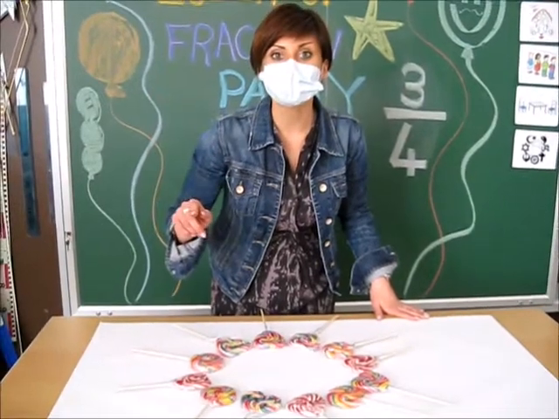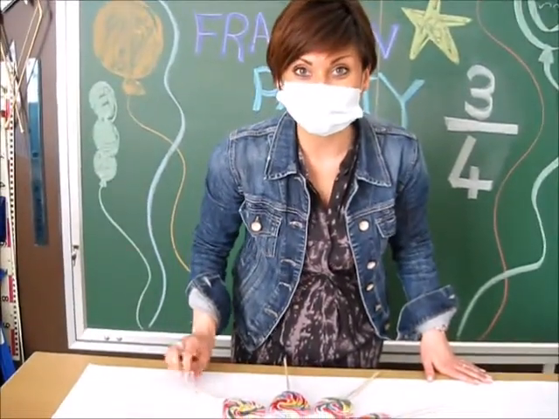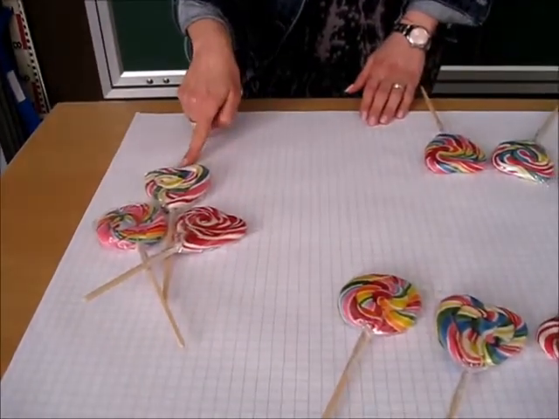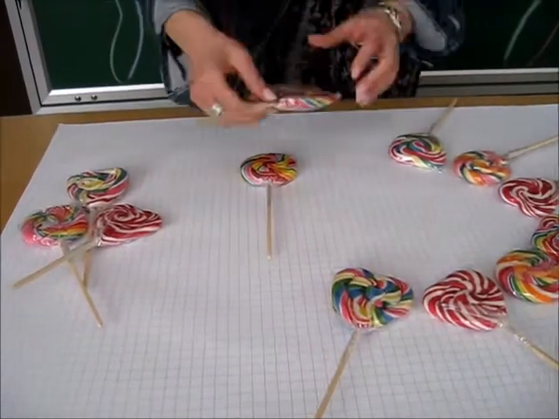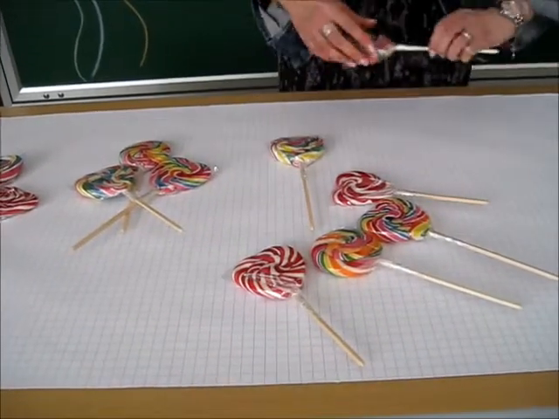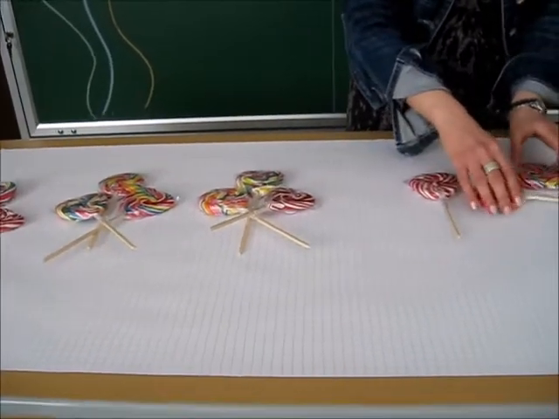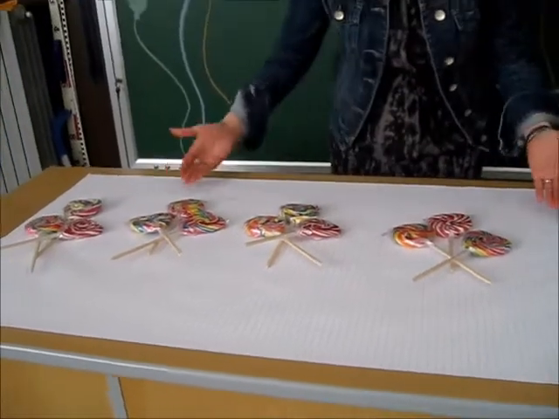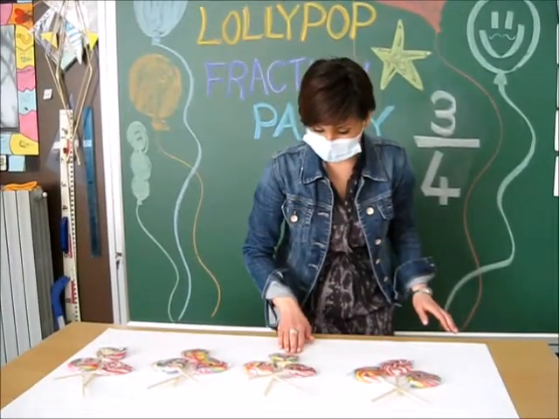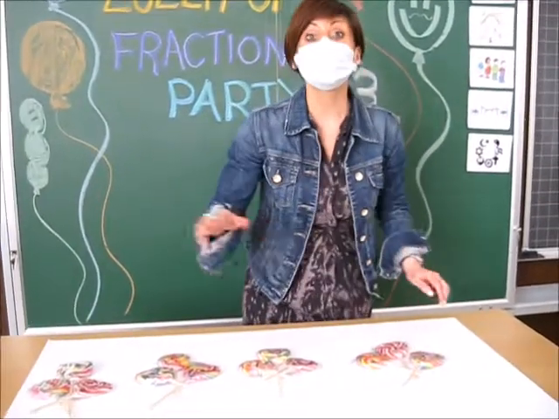Divided by 4 equals 3 lollipops in each part. Let's divide them together. 1, 2, 3, one part. 1, 2, 3, two parts. 1, 2, 3, three parts. 1, 2, 3, 4 parts. I have divided my 12 lollipops into 1, 2, 3, 4 equal parts. In each part, there are 3 lollipops.